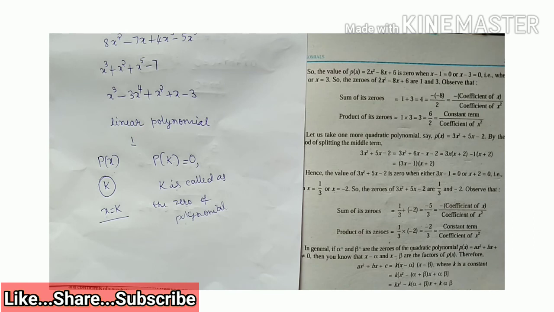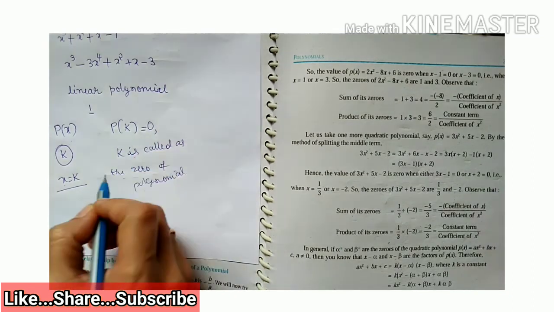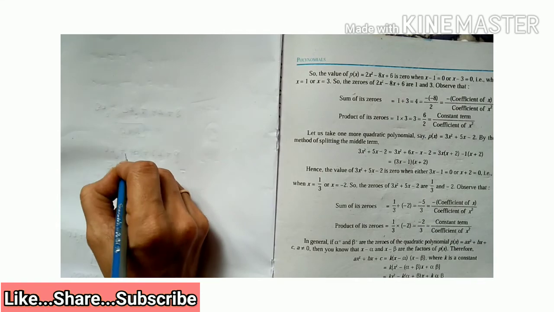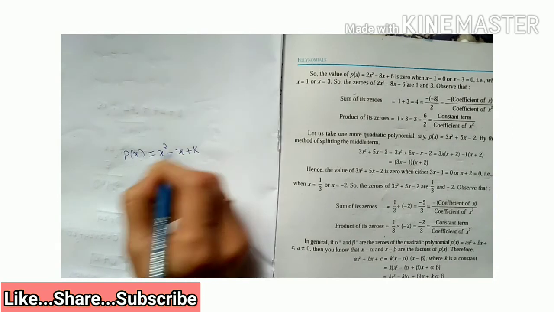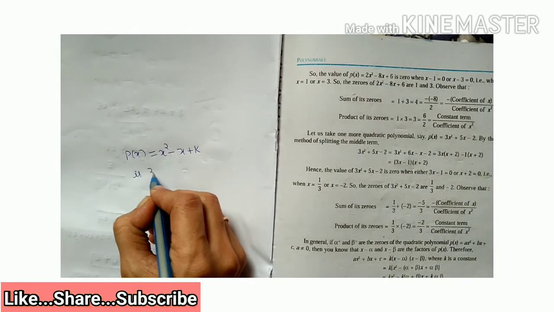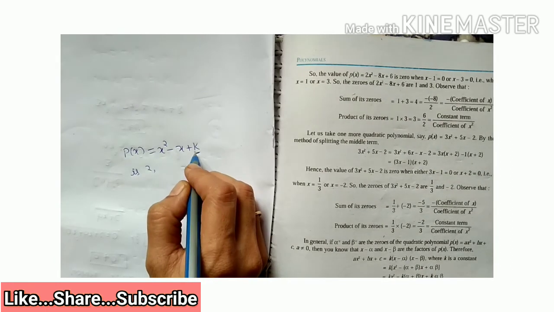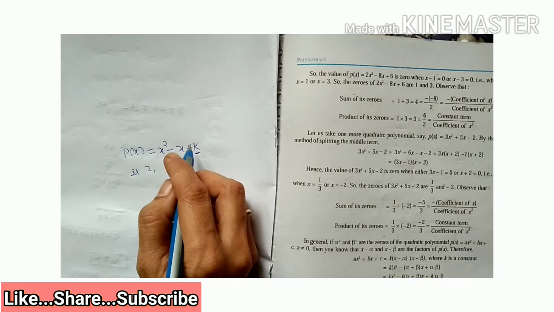Let us solve one example based on this. If one of the zeros of the polynomial p of x is equal to x square minus x plus k is 2, find the value of k.